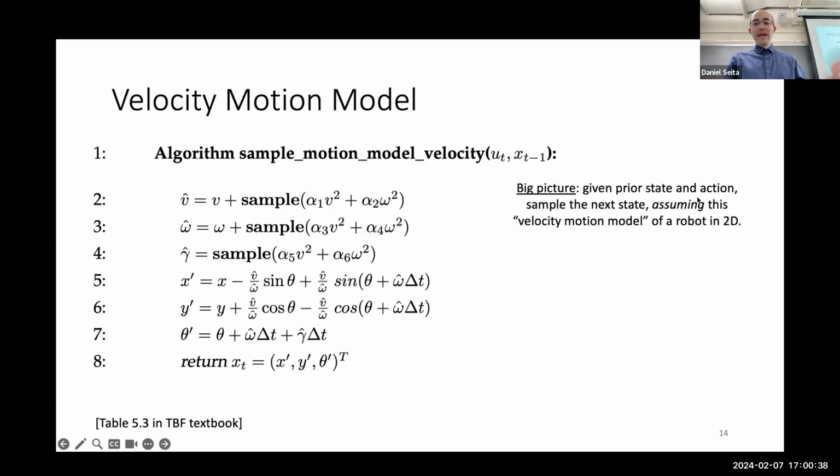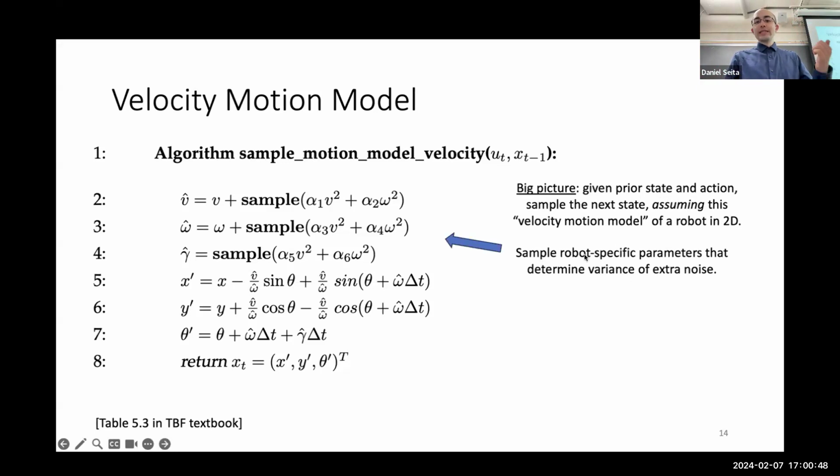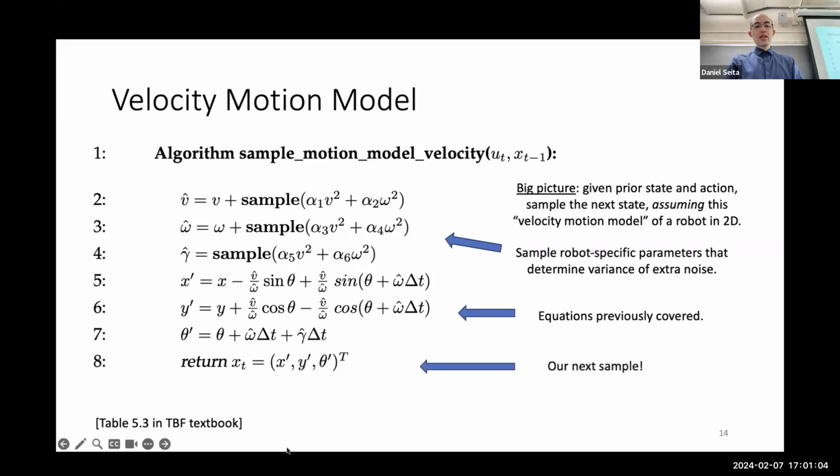So big picture, given the prior state and the action, sample the next state, assuming a velocity motion model. You sample robot-specific parameters that determine the variance of the noise that you're trying to model here. Then you use those to determine the equation that we derived from the last few slides, and then you return the next sample.